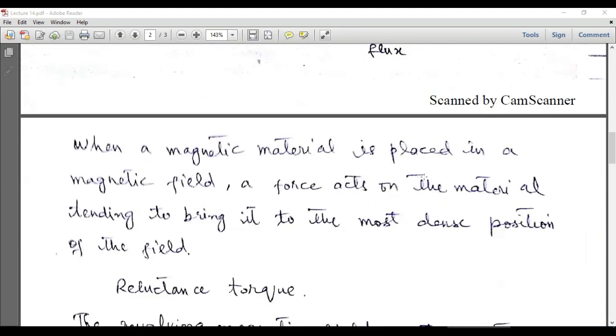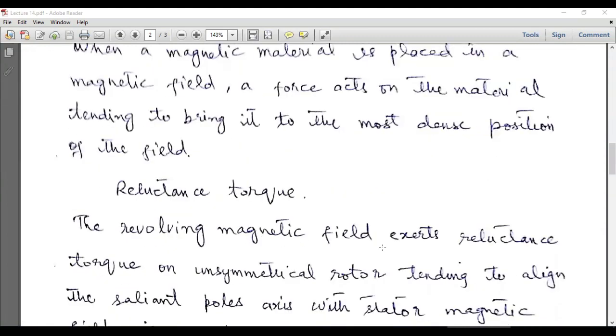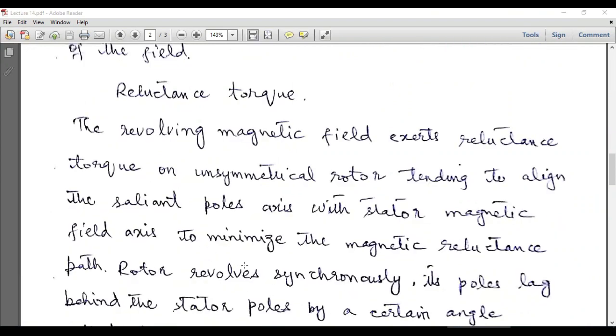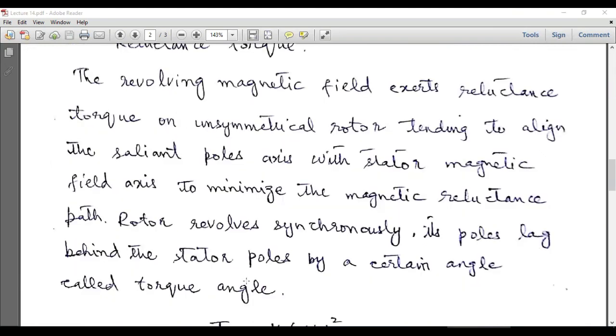So when a magnetic material is placed in a magnetic field, a force acts on the material, tending to bring it to the most dense position of the field. So this is called a reluctance torque. The revolving magnetic field exerts reluctance torque on unsymmetrical rotor, tending to align the salient poles axis with the stator magnetic field axis to minimize the magnetic reluctance path. Rotor revolves synchronously; its poles lag behind the stator poles by a certain angle called torque angle.